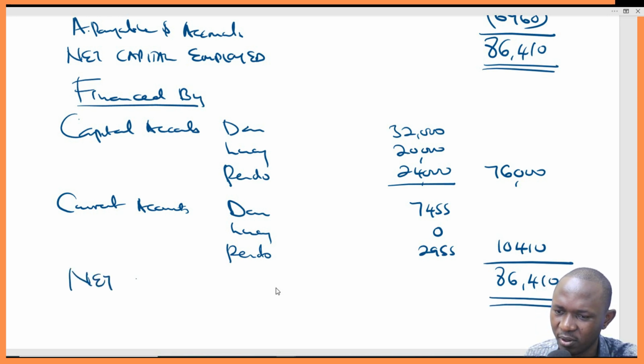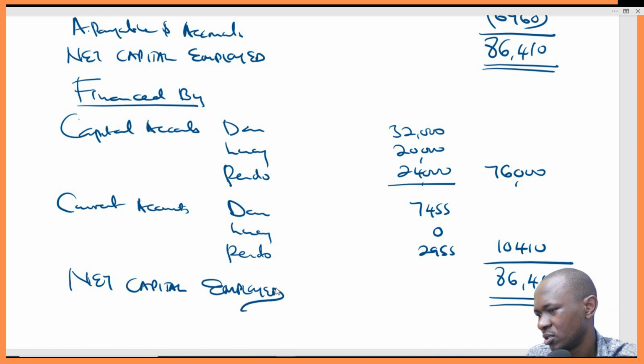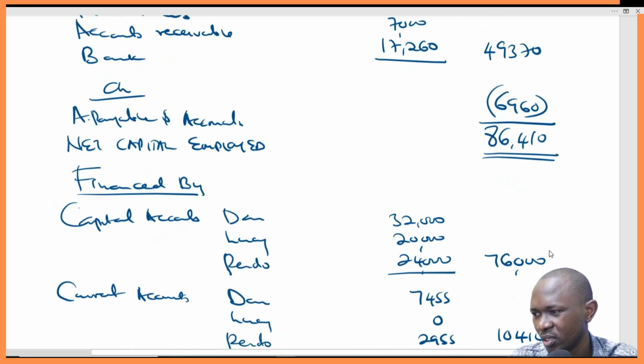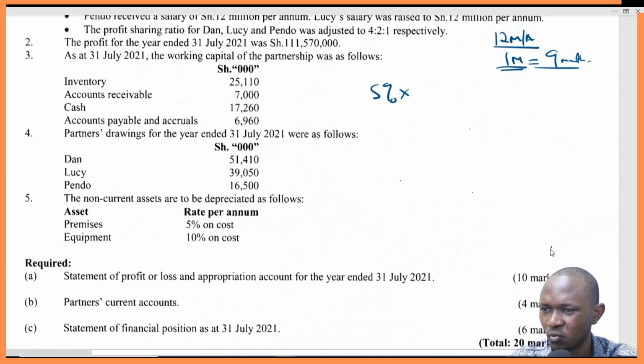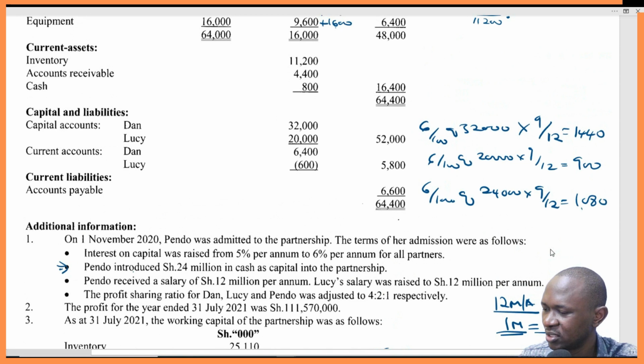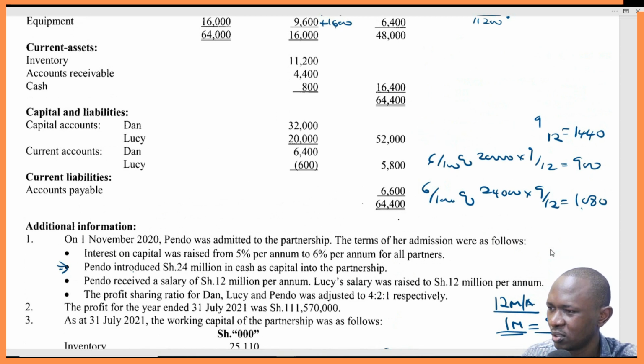So we say this is our net capital employed. So that's how we go about it. 86,410. Net capital employed, and we are done with this question. So that is the solution for that question.